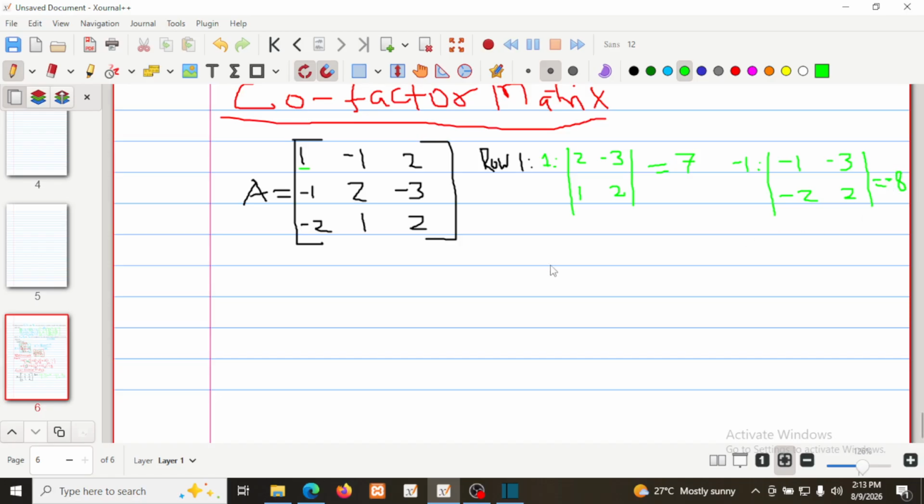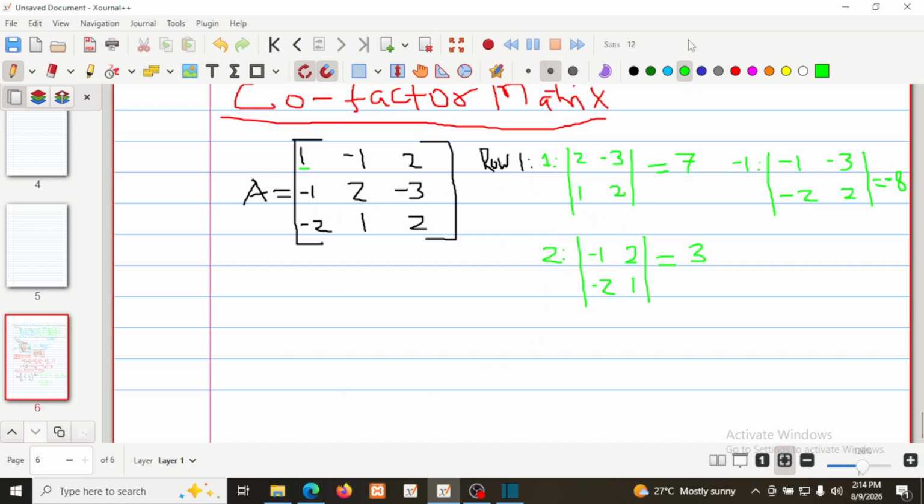I hope you see. Then under row 1, the last element is 2. Block this row and this column. We have negative 1, negative 1, negative 2, 1, like this. So this will give us what? Negative 1 times 1 is negative 1, minus negative 4. We will get 3. Okay.